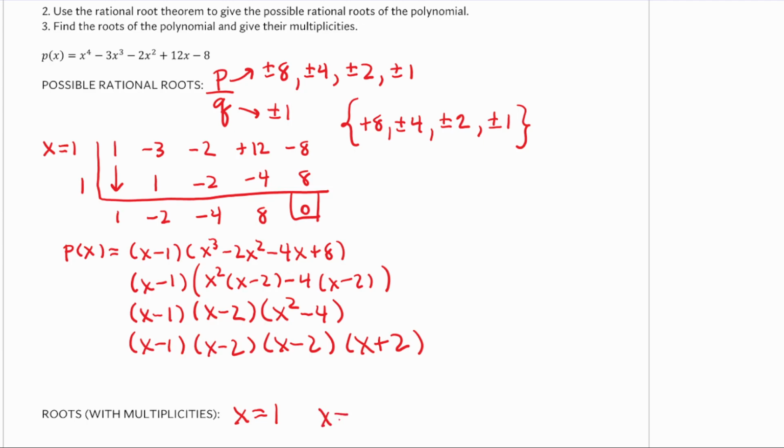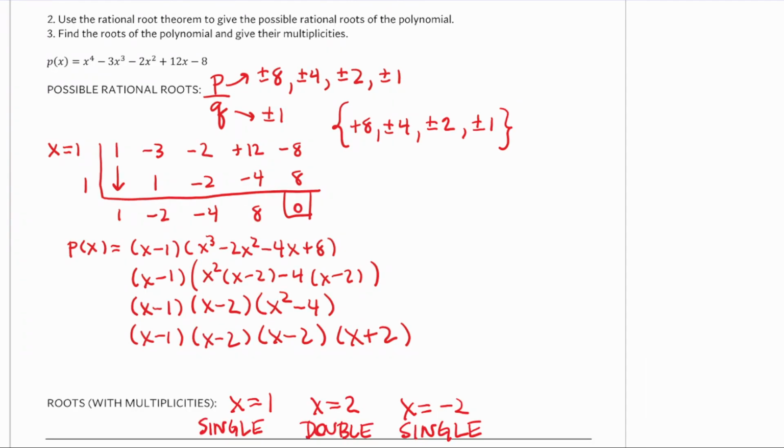x equals 2. I see that twice, so that'll be a double root. It'll have multiplicity 2. Then x equals negative 2. And so, yeah, we're going to report all the multiplicities. You can say multiplicity 1 for single root or multiplicity 2 for double root. I've just been mainly using single and double root as the terminology in my class, so I'm just going to stick with it.